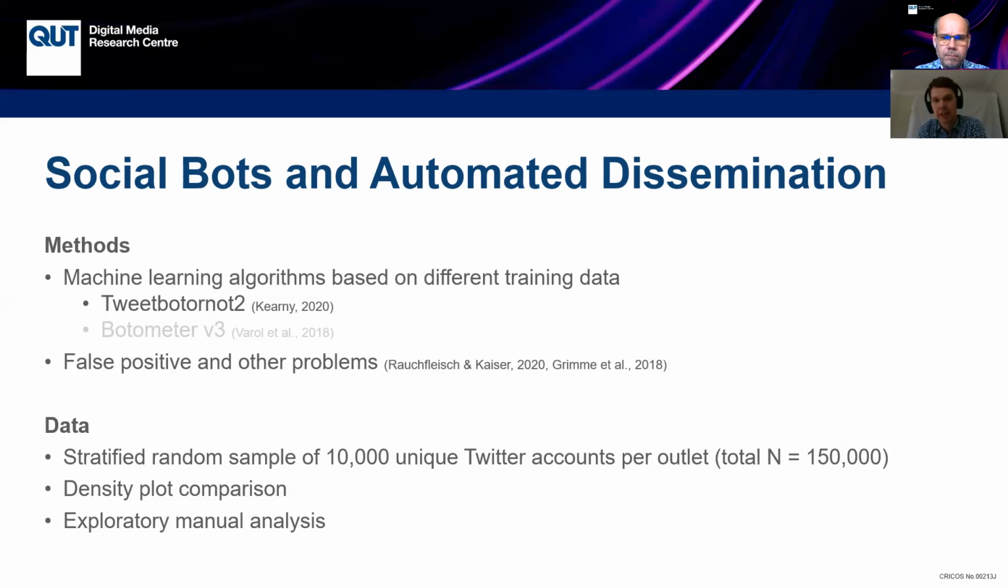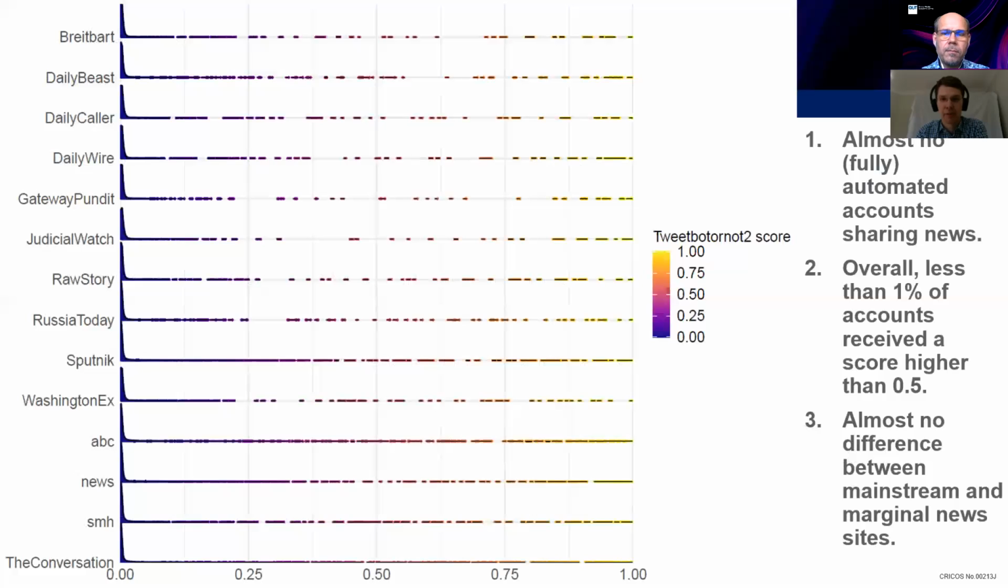So we selected a stratified random sample of 10,000 unique Twitter accounts per outlet, and we'll show density plots to compare the results per outlet and also show a few of those detected bots. Now, as you can see on this density plot, there are almost no fully automated accounts sharing news. More than 99% of all accounts have a score lower than 0.1, meaning these are human-controlled accounts. And less than 1% of accounts received a score higher than 0.5, which means they behave like known bots.